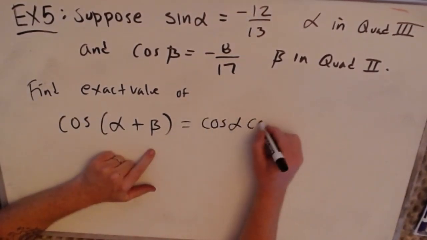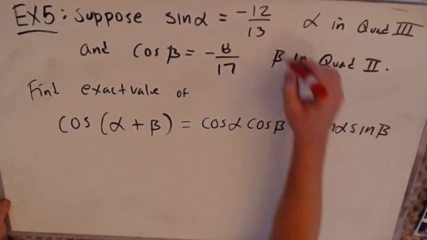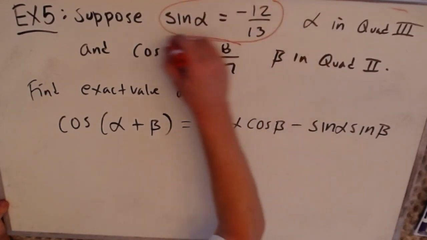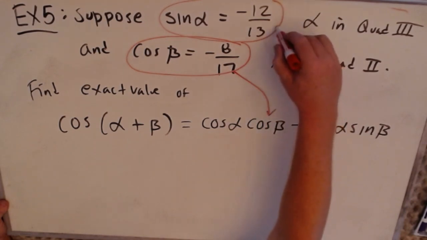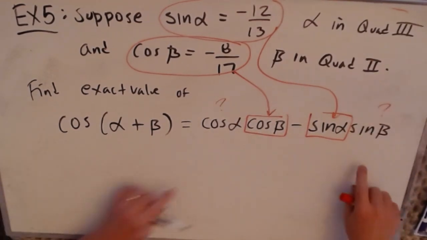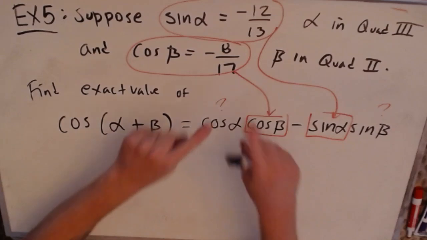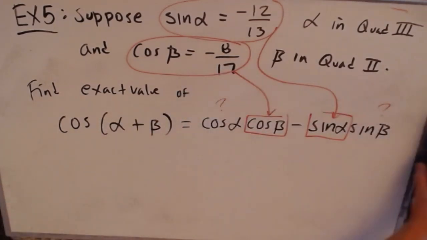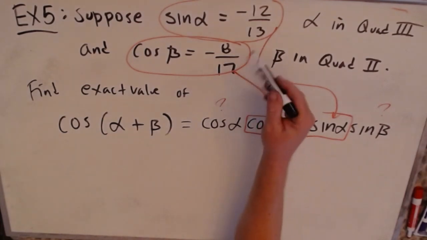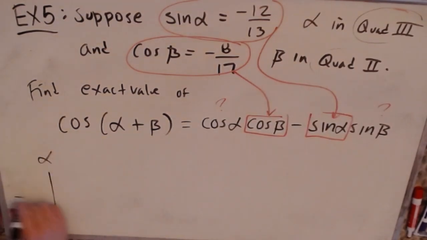So that's cosine alpha, cosine beta, minus sine alpha, sine beta. We know sine alpha, and we know cosine beta. So we've got that one and that one are done. We have 2 unknowns. We don't know cosine alpha. We don't know sine beta. So what do we do? Well, if these were decimals, we would take out our calculator and do a whole bunch of calculations. But these are fractions. And they told us what quadrant they're in. So we're just going to do a little bit of geometry.